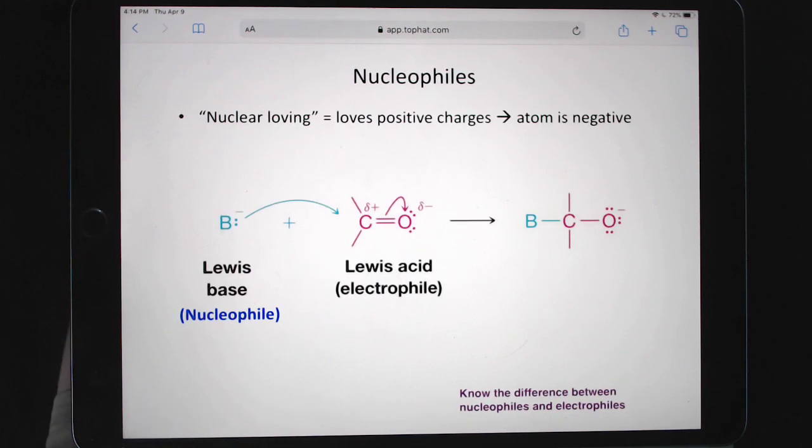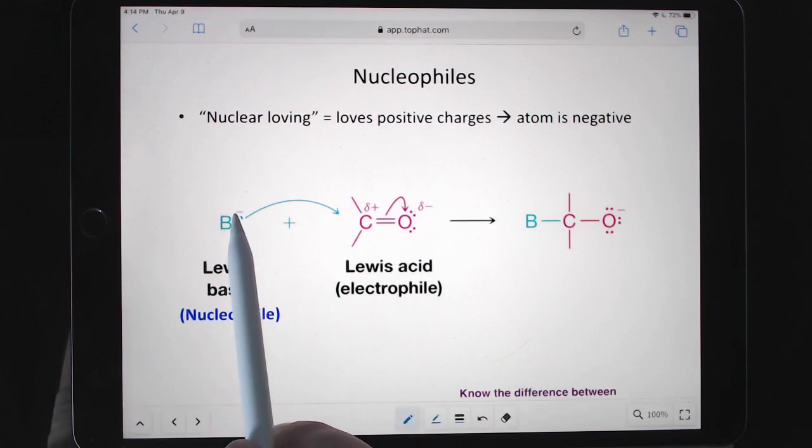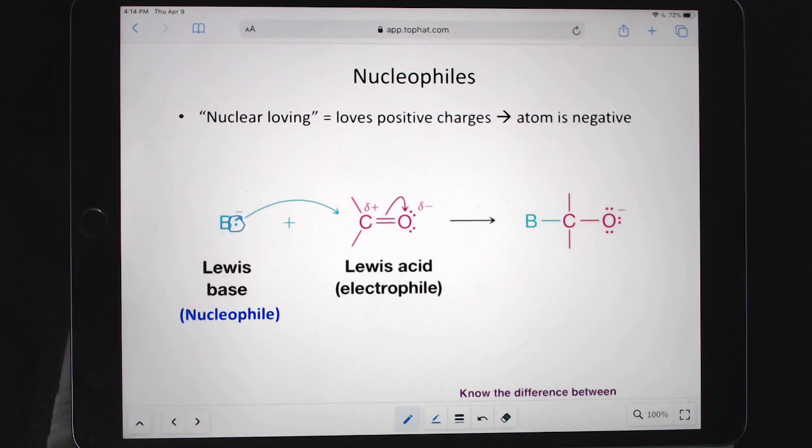Now again, you just need to know the difference between nucleophile and electrophile. The nucleophile needs to have a lone pair because it wants to attack something that has positive character to it. So in this case, it would be the positive side of a polar covalent bond. This negative is attracted to that partial positive, so it wants to make a bond to it.